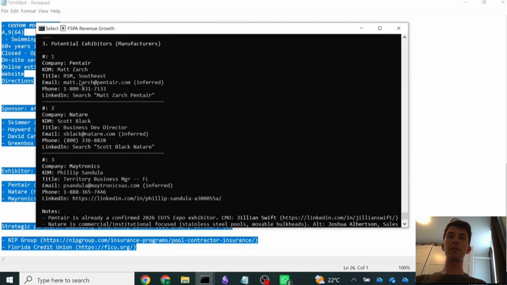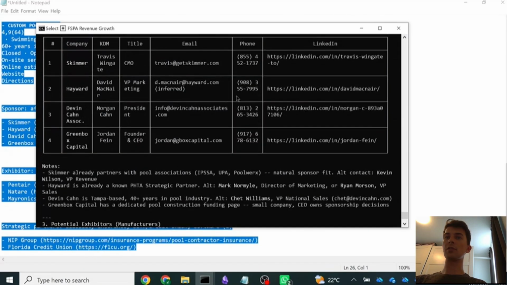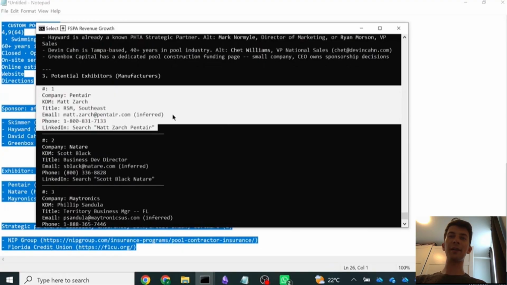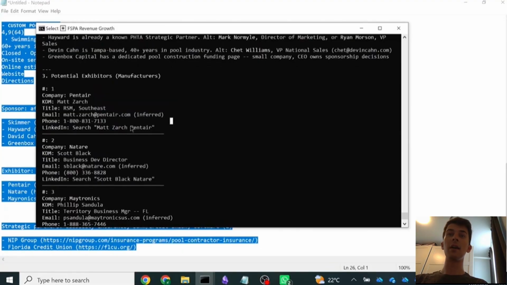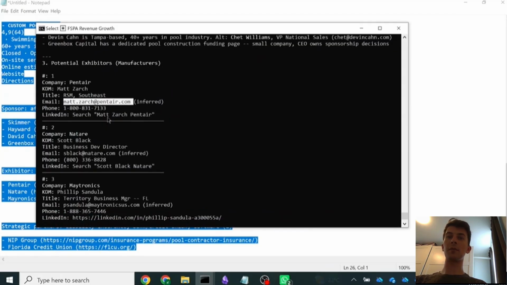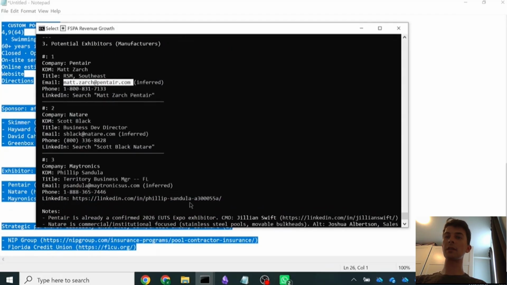For the exhibitors, we've got similar information. There's just no table layout in this one, but that's okay. So I have a general contact phone number and an inferred email from all 3 of these, which is fine, but it's not ideal. I would go and maybe dig a little deeper and try to see, okay, is this actually their email address, and get that verified.